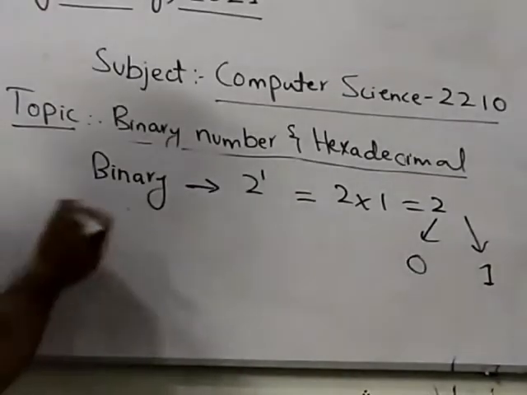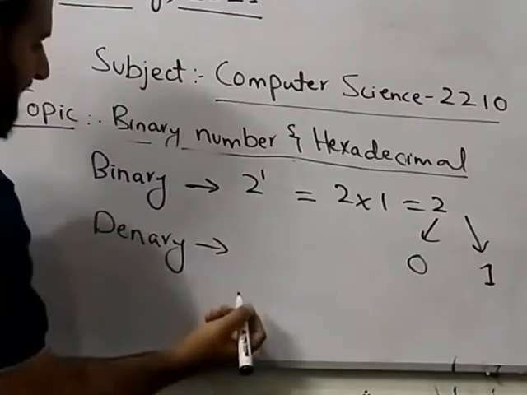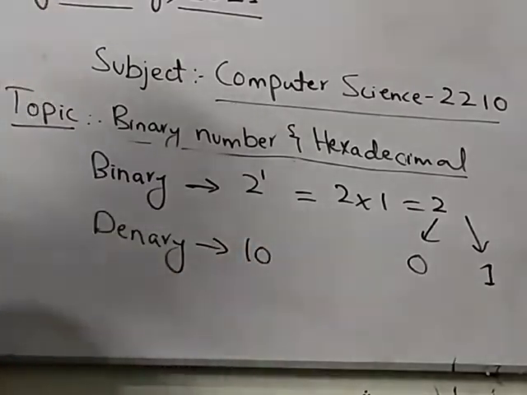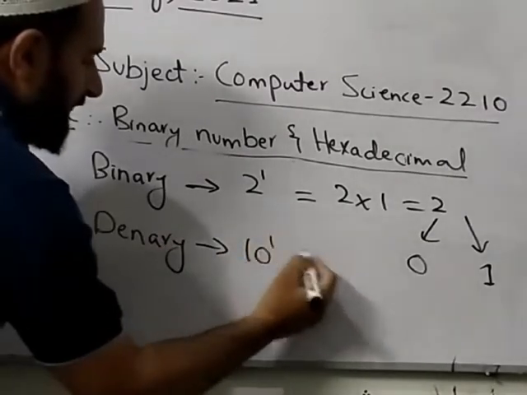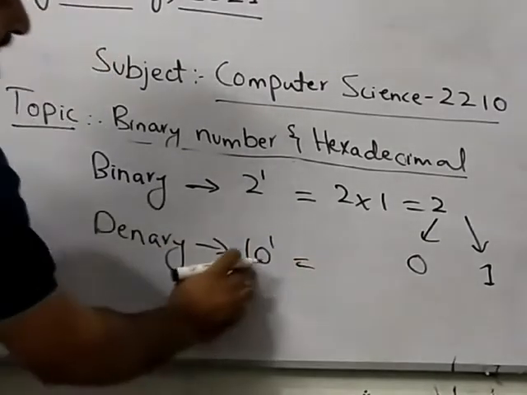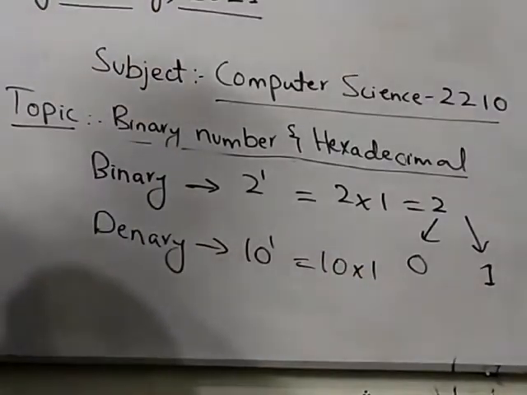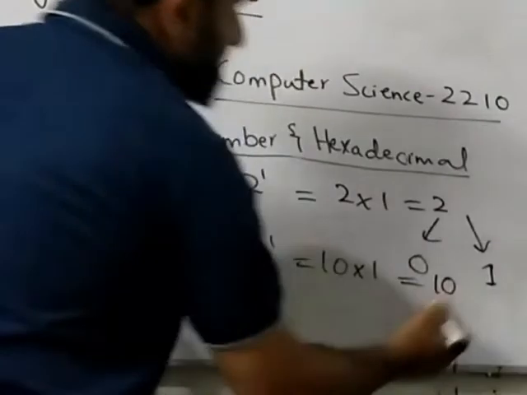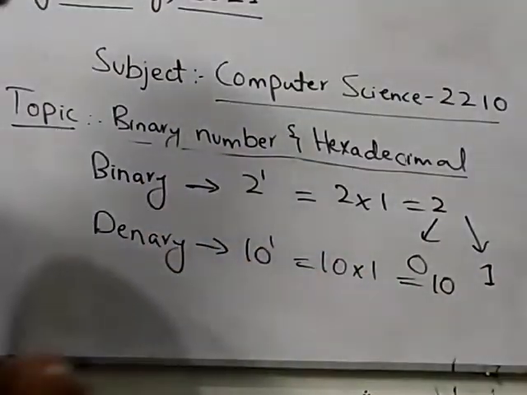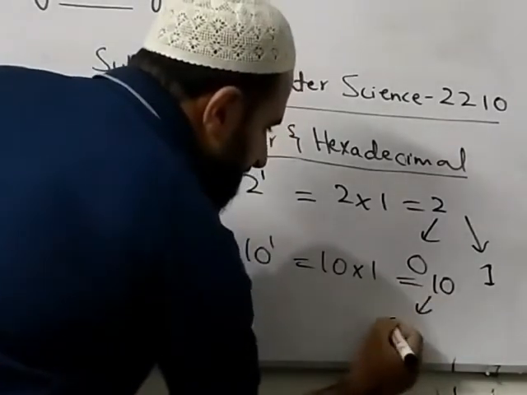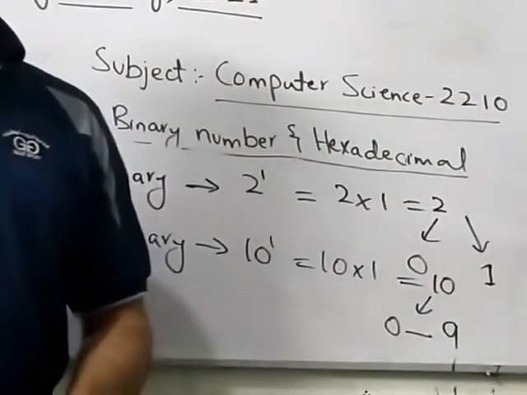Okay, then denary number. Denary number is a base 10 number. How many values will we use? 10 power 1. 10 power 1 means we multiply 10 one time, and we will get 10 here. It means that we will use 10 values to represent denary numbers, and it will start from 0 till 9. We have 10 numbers.